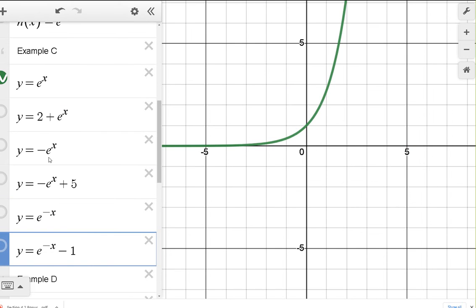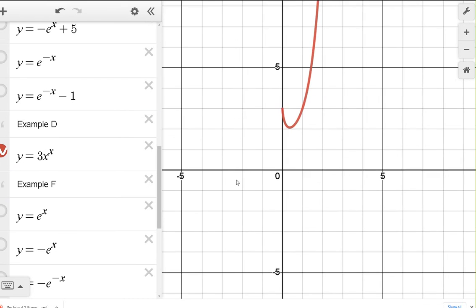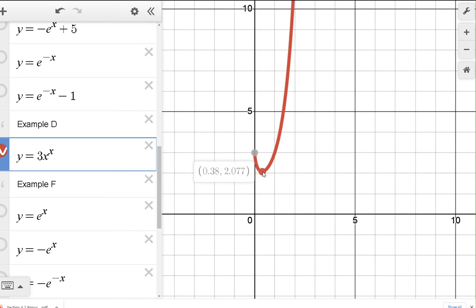Of course, this procedure is a lot easier on Desmos. I mean, a lot easier. It's just laughably easy. Here's the function. If you want that minimum point, you just click the graph. There it is. Wow. Doesn't get much easier than that. 2.077. Nice. Of course, if you want more than 3 digits, then that's not going to work for us.